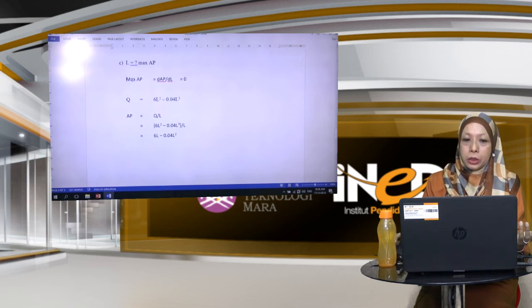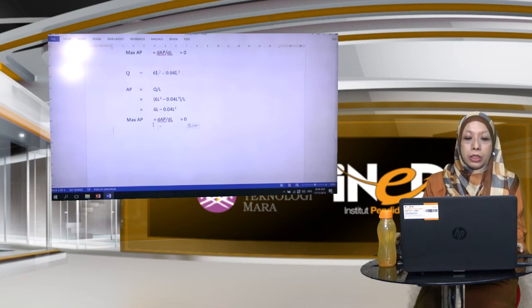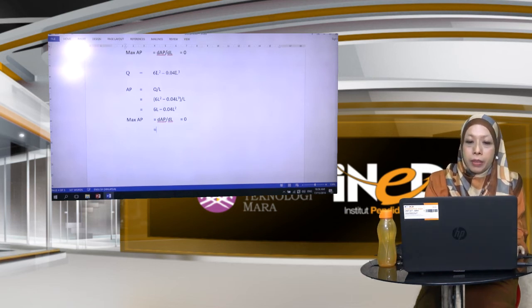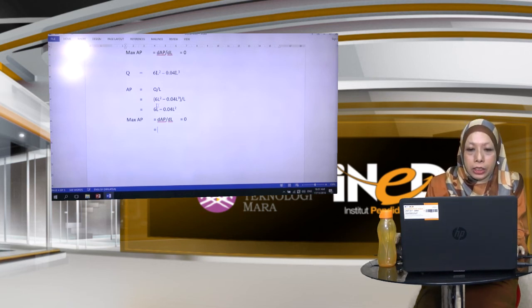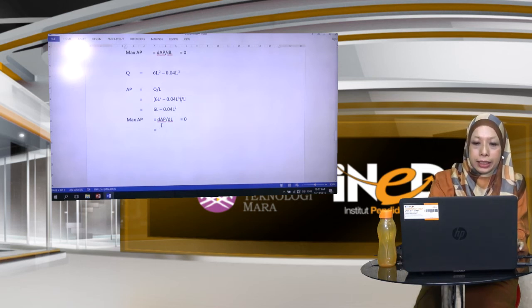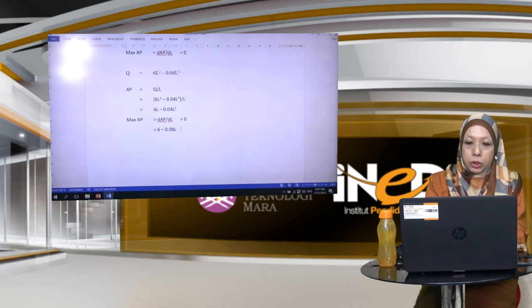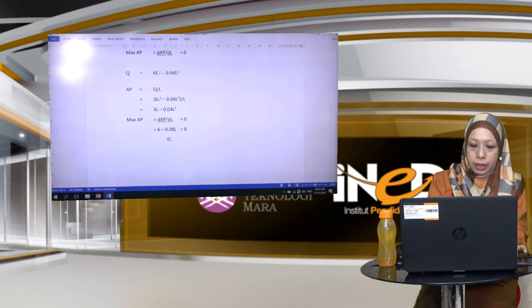The question wants us to maximize average product. And you have established that if you want to maximize average product, you need to differentiate the average product function and set it equal to 0. So let us now differentiate the average product function. If this is your average product function, if you differentiate it, you're going to get 6 minus 0.08L equals 0. So you bring L to one side and numbers to the right hand side.